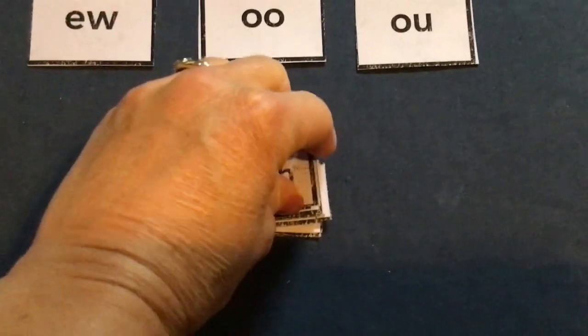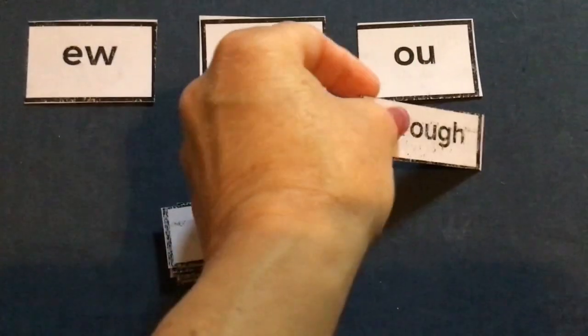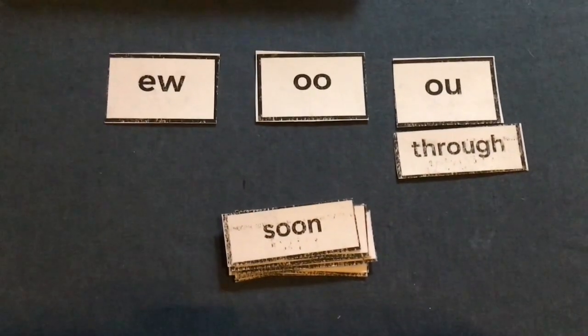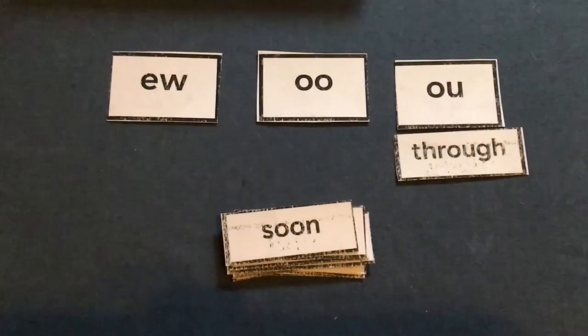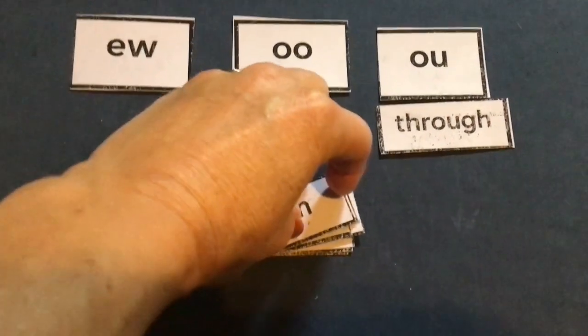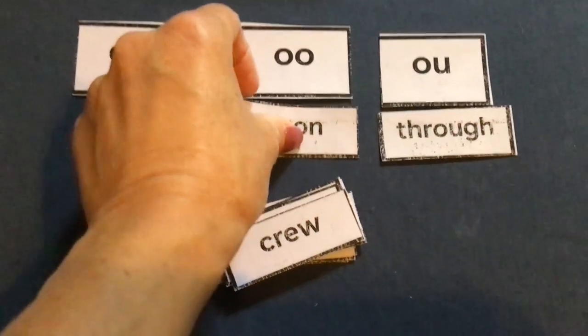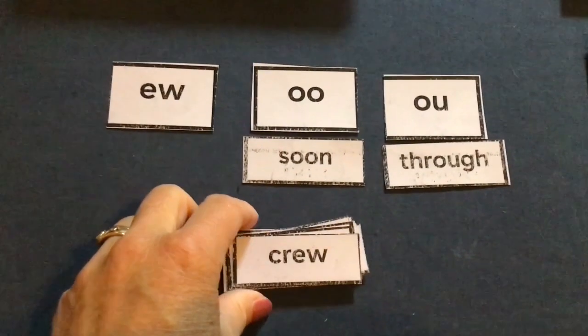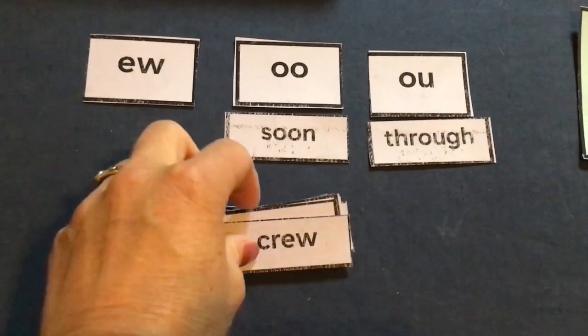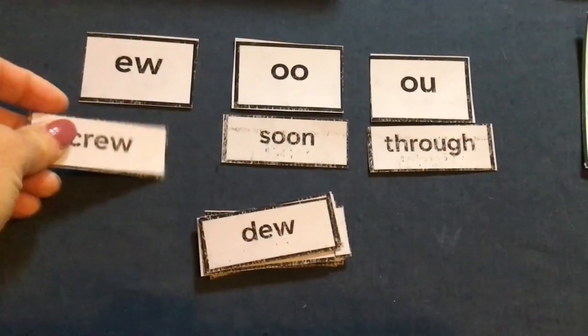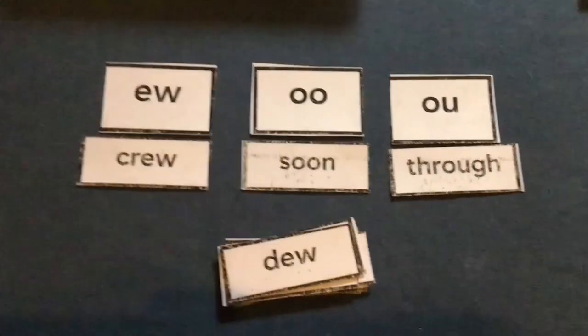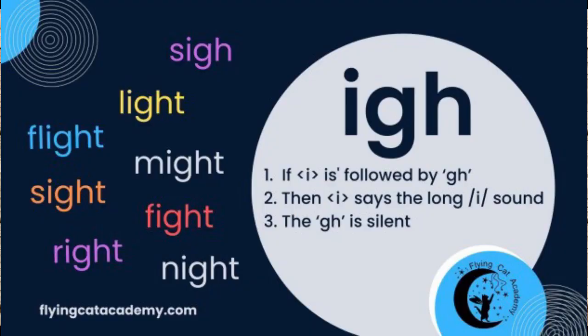And now it's the teacher's turn to do part of the story. The player said, soon, I'll pass the ball to you, soon. And then the teacher will sort that one under the OO. And then it's back to the student for the student's turn to add to the story. Player number 1 said, oh, I can't stand playing soccer with you, crew. You never pass the ball. And on you go.